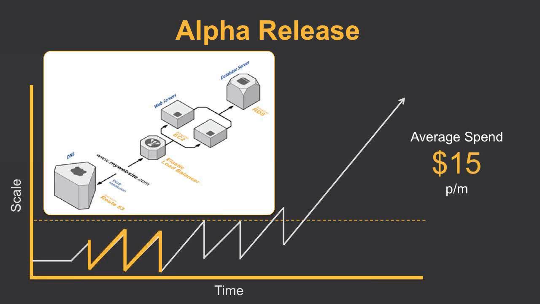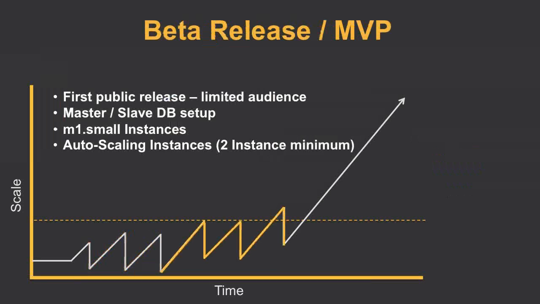So what does that look like? With that free tier kicked in, you're talking about spending $15 a month. And this is a redundant architecture behind a load balancer, an elastic load balancer. And that spends only $15, taking advantage of that free tier.